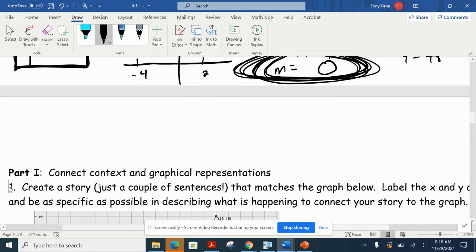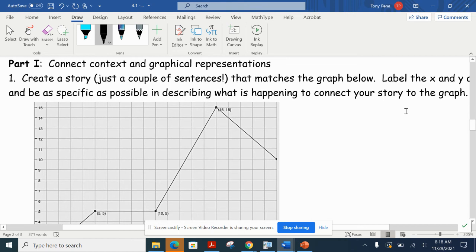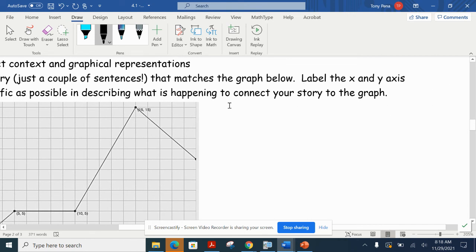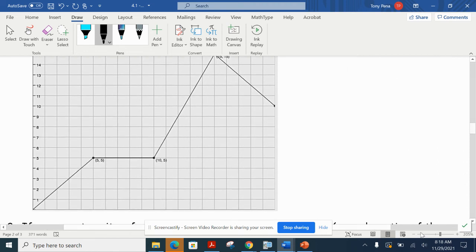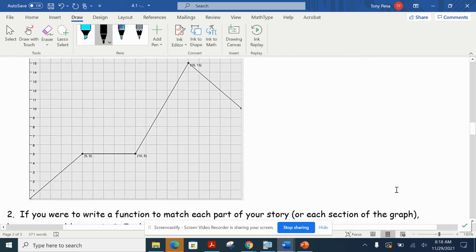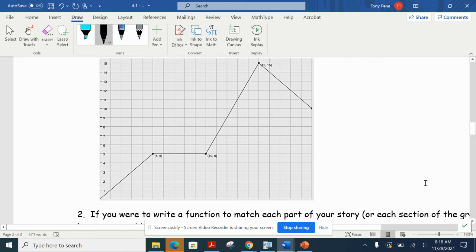Move this up one spot here. All right, and it says create a story. We're going to kind of go through this together so we kind of all have the same story. But you're going to look at this graph. We're going to make up a story based upon what this graph looks like. And then when eventually I probably will have you do this, you're going to label your x and y axis. We want to be as specific as possible in describing what is happening in our story here. All right, so let me make this a little smaller so everybody can see this. All right, and the way we are going to label this, so if you look at your y-axis right here, we're going to label this blocks from home.